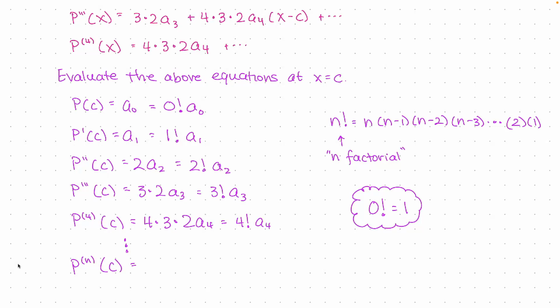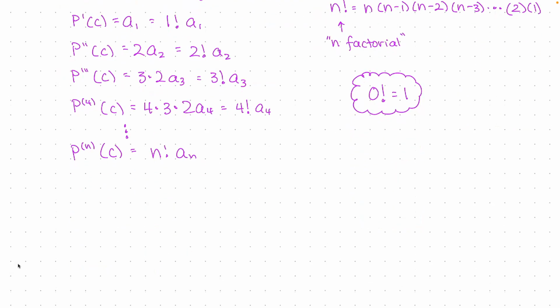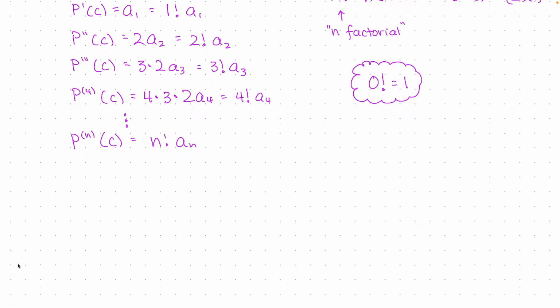So yeah, this guy right here, this nth derivative of p at c, is just n factorial a sub n. So we can take this equation that we just got at the bottom here and solve for a sub n. This gives us a way to rewrite all the coefficients in that polynomial that I gave you. So a sub n equals the nth derivative of p evaluated at c over n factorial.